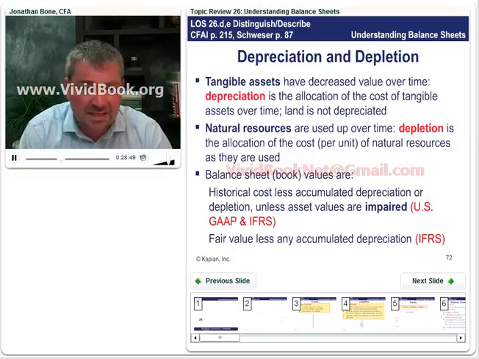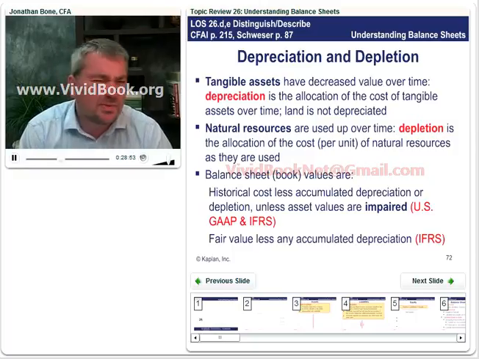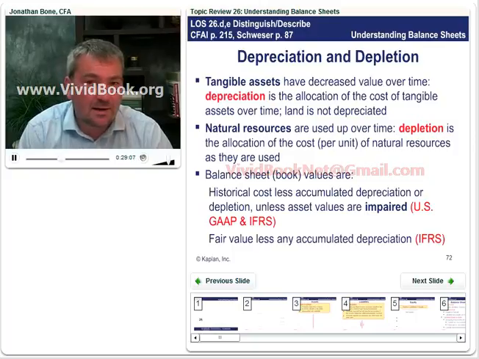The exception is land. We do not depreciate land. Why do we not depreciate land? Well, depreciation is all about spreading the cost of the asset over its life. And of course, the life of a piece of land is the life of the planet Earth. It's almost infinite, so therefore it's not worth depreciating. All other assets are, including buildings. So tangible assets, of course, are going to be depreciated.